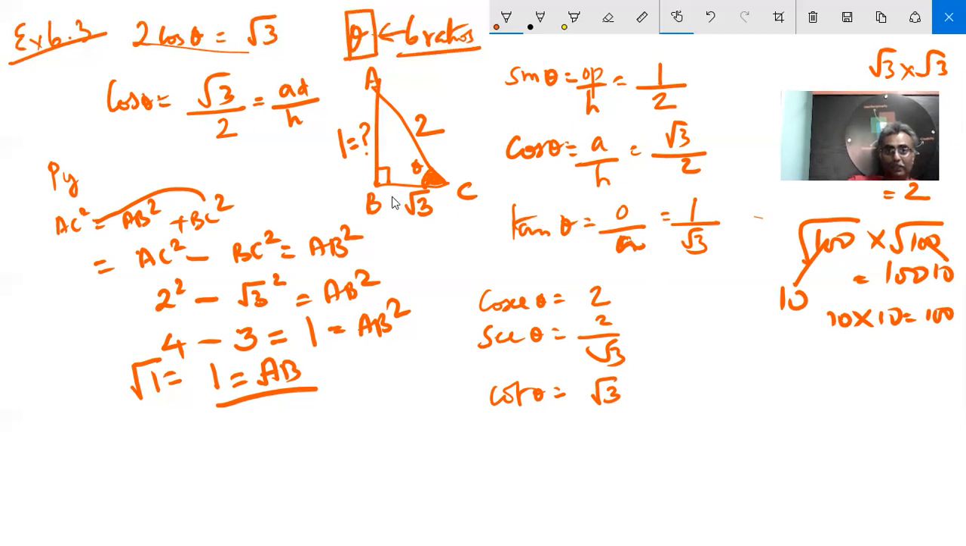Suddenly you said root 3 by 2 for tan theta. Don't make mistakes. Every time be careful, otherwise you will lose marks for nothing. Because the tough part you did already, these 6 ratios are very simple. Then there you should not make a mistake.